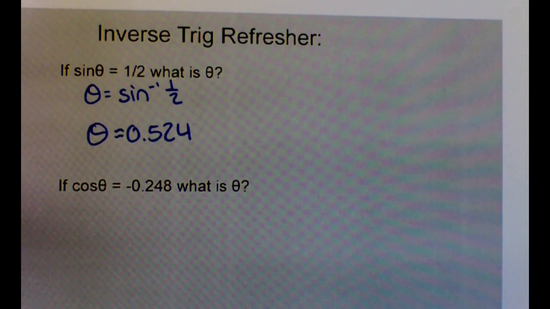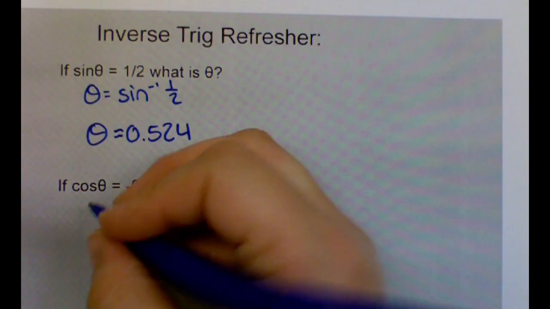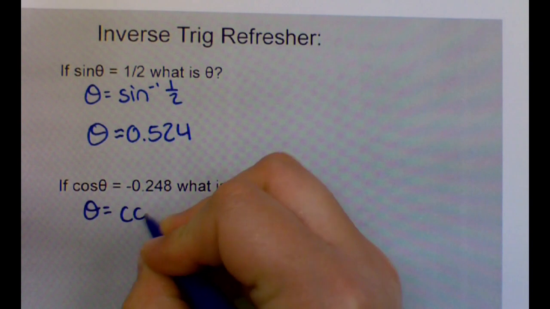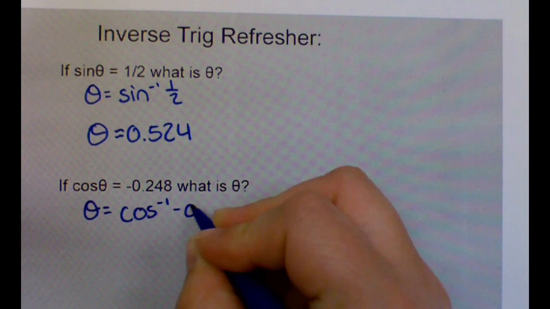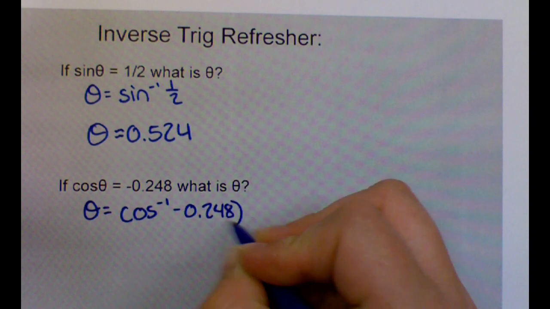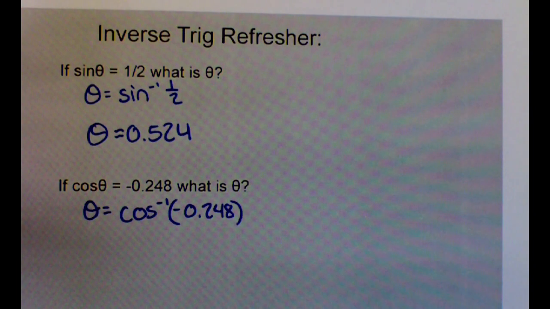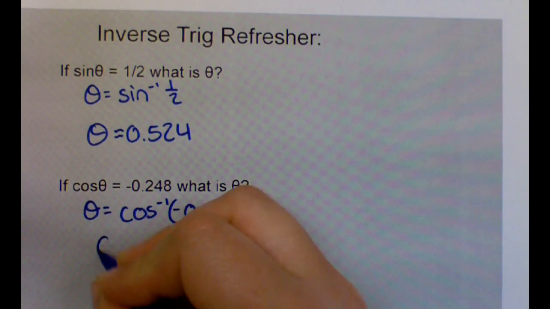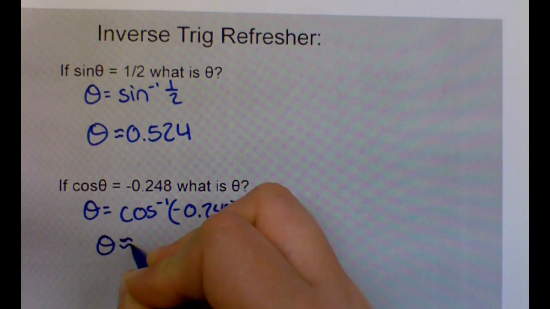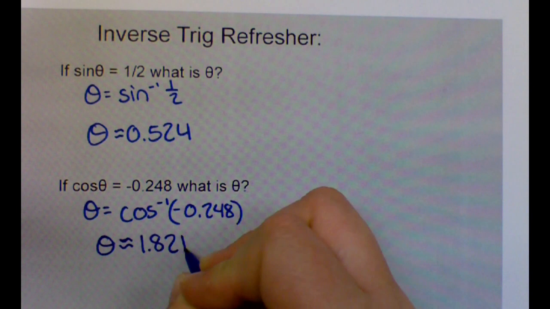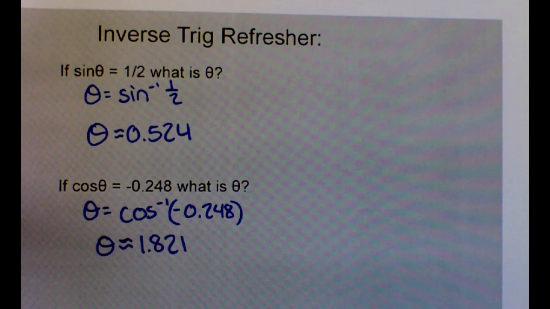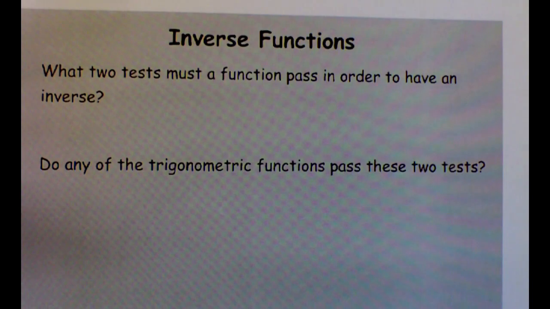If cosine of theta is negative 0.248, remember we find theta by taking the cosine inverse of negative 0.248. Second cosine, negative 0.248. I get about 1.821 radians. We've done that before with degrees mostly, but radians works exactly the same. But we're talking about inverse functions.